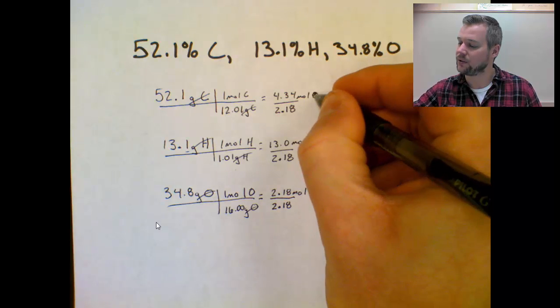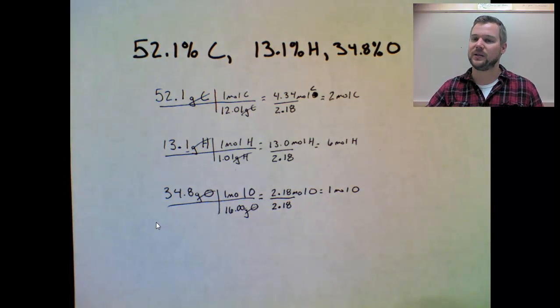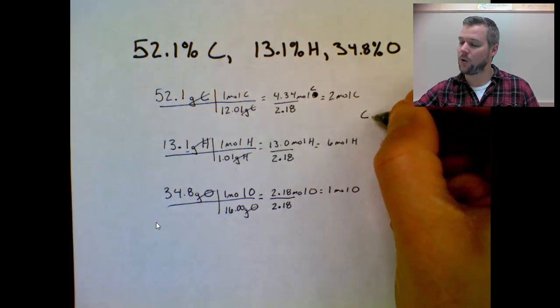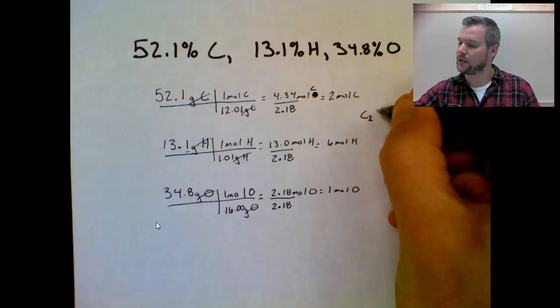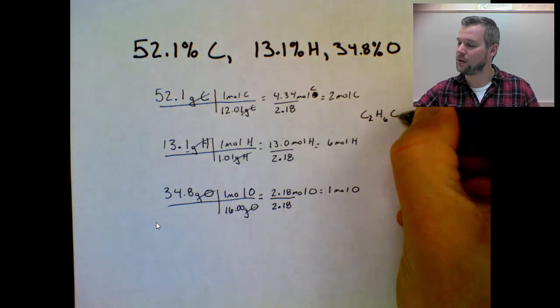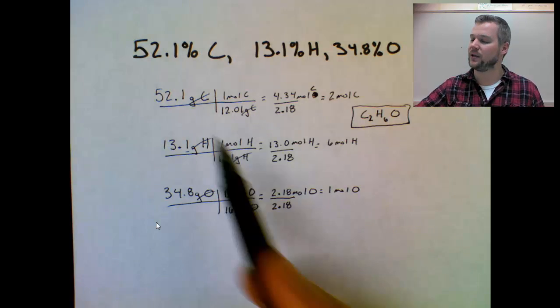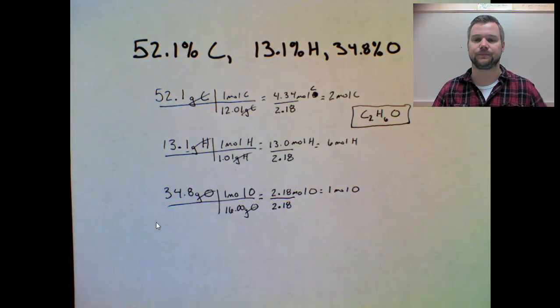I see I made a mistake up here. This should have said carbon. So that means that we're just going to use these as the subscripts on our atoms. CHO order, C2H6O. This is the empirical formula given these data.